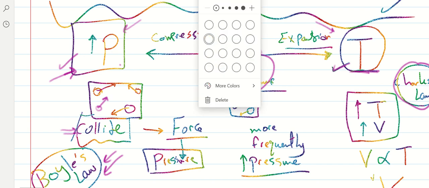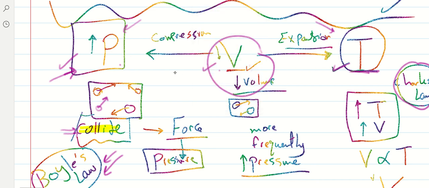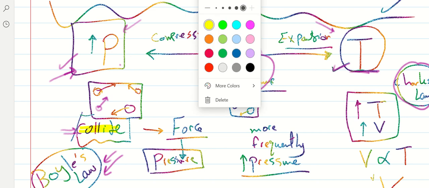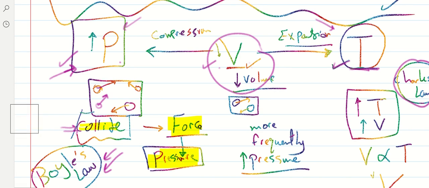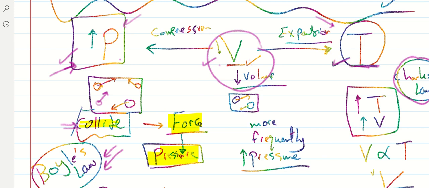While it collides with the wall of the container, it means it will produce a force. This force will produce a pressure. That is why there is a pressure exerted due to gas particles.